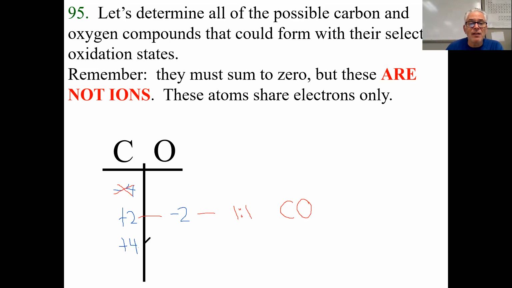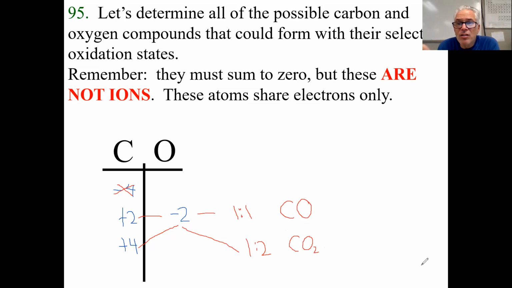And now let's look at the next one. What if we use a +4 with a -2? Well, if it's a +4 and a -2, 1-to-1 doesn't work. But if we had 1 carbon and 2 oxygens, a 1-to-2 ratio, we would have a +4 and a -2 and another -2. That would actually work. And that, of course, would be C with 2 oxygens, which would be called CO2. And you know that, of course, is carbon dioxide.